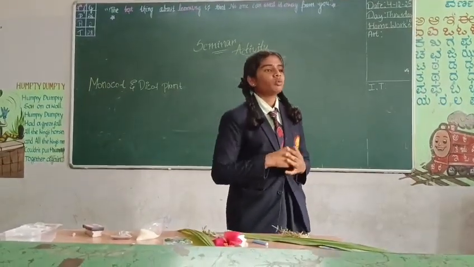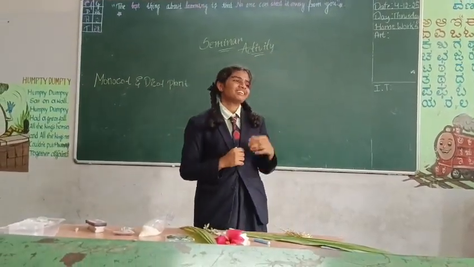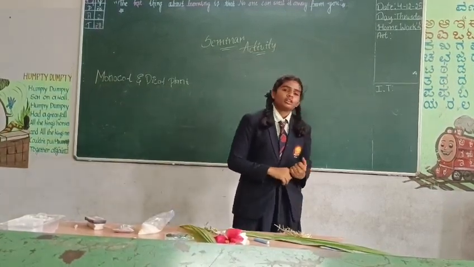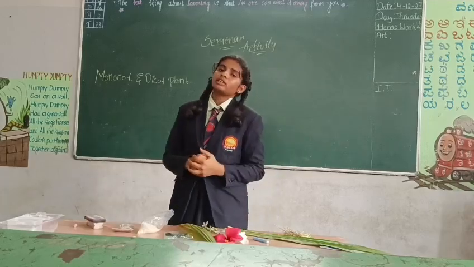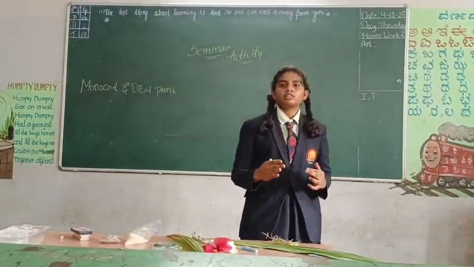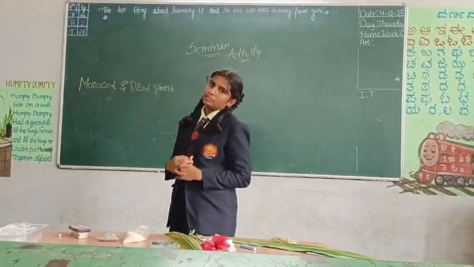So can anyone name one monocot and one dicot medicinal plant? The monocot is aloe vera and the dicot is tulsi. Yes, you are right. So monocot and dicot plants are not just two categories of plants. They are two families which are shaping our green planet.